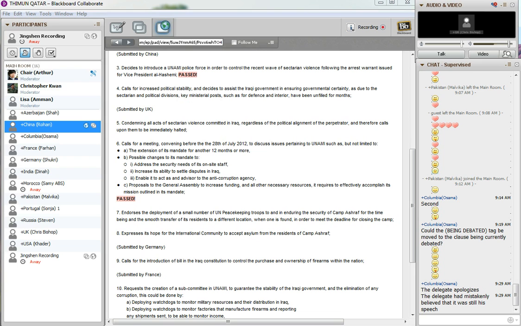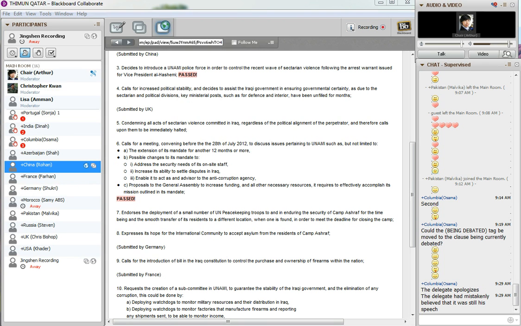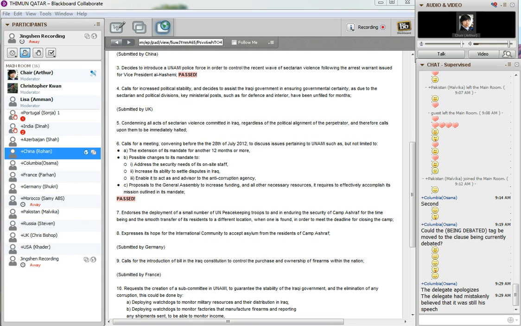Is the delegate open to any points of information? The delegate is open to 2 points of information. The delegate has opened himself up to 2 points of information. Are there any in the House at this time? Delegate Portugal and India, you can recognize in that order, please.